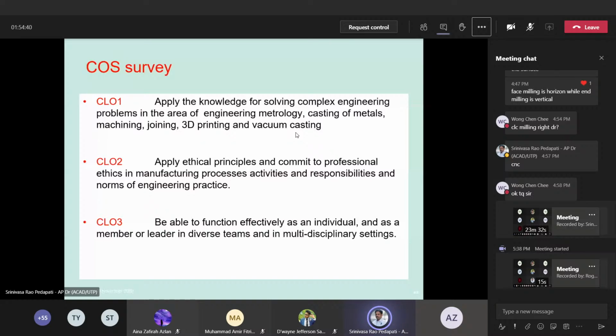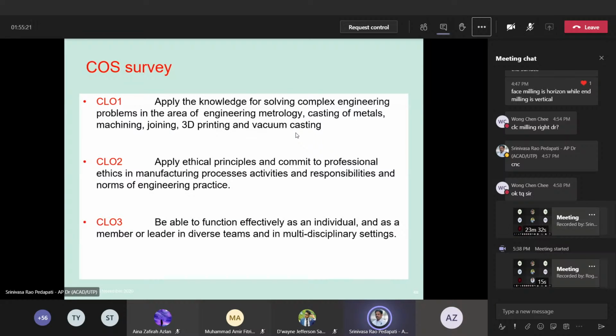I think that we learned that very well. The next one is CO2, that is ethical principle commitment, meaning your lab and how you work with groups. That is regarding the lab, how you work in teams. Number 3 is how you work as a diverse team. So CO2 and CO3 are regarding the project and lab. Unfortunately, we don't have lab face to face, but anyway, virtual labs you have attended. So based on that, you can answer this survey about CO2 and CO3.